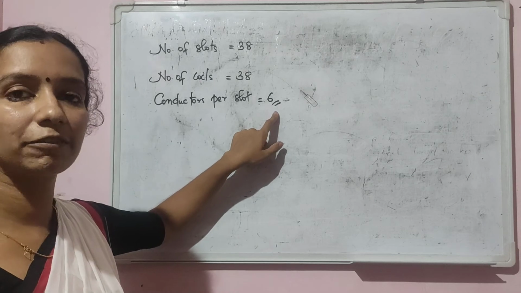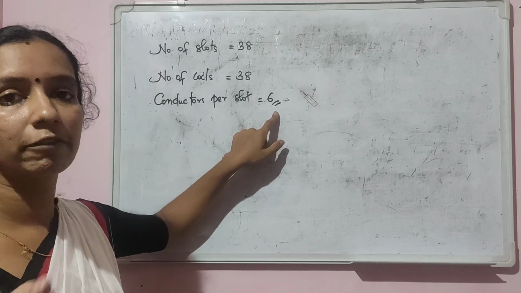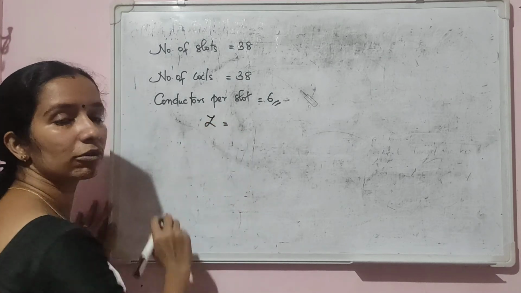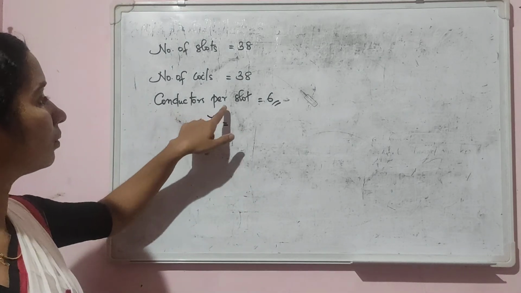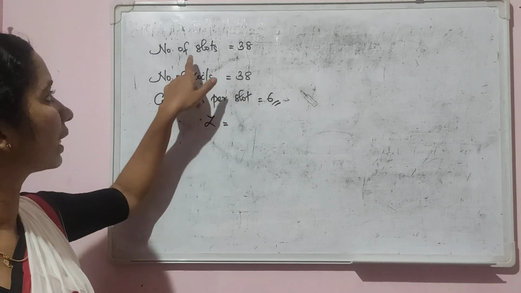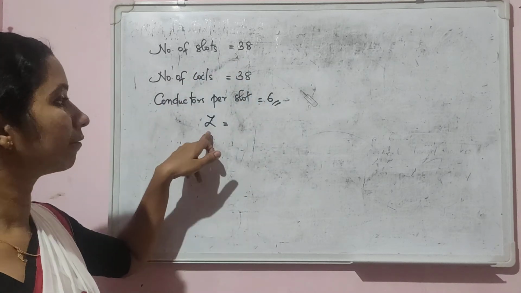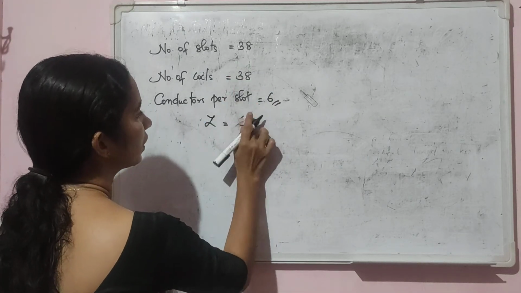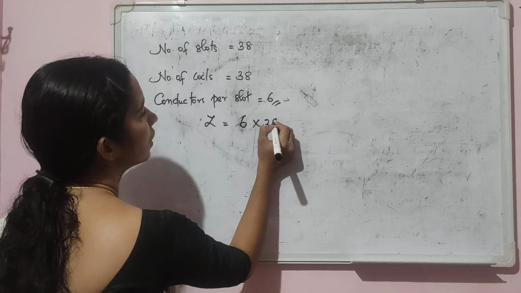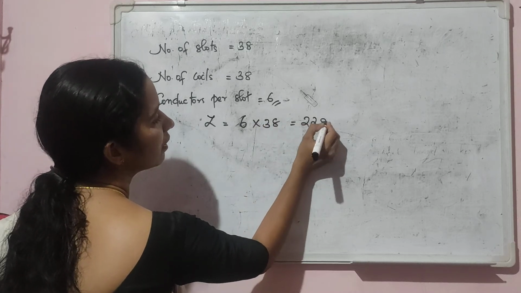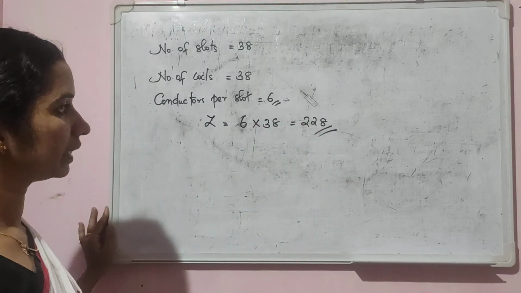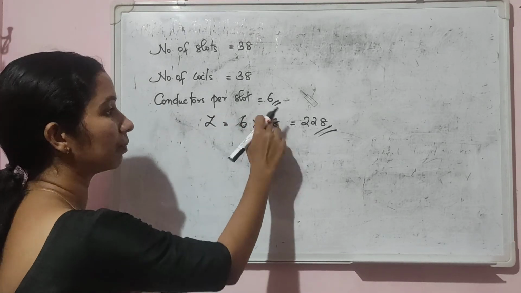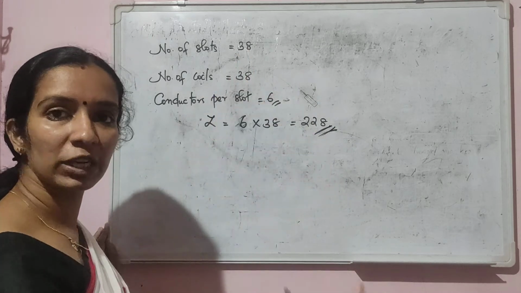So based on that we have to again rearrange the value of total number of conductors. We said even if we have already calculated this value, according to these two values, conductors per slot and number of slots, we have to rearrange the value. So 6 conductors per slot into total number of slots 38, which will be 228, which is the value we have already obtained.